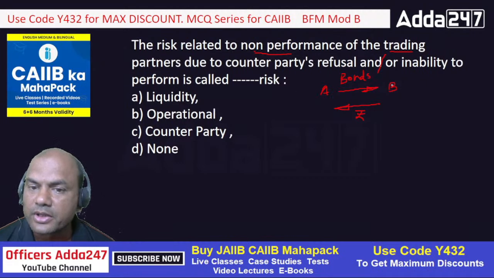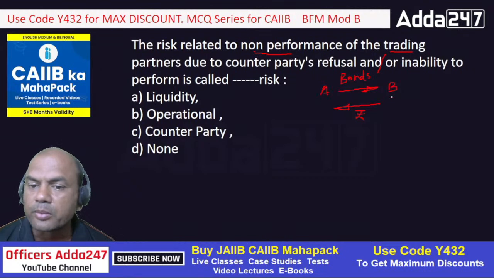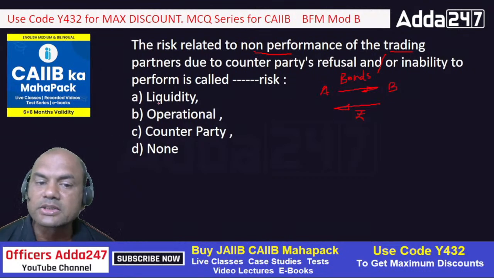Between these two, due to the counterparty's refusal and/or inability. So counterparty means, let's consider this party B is not paying now. So it's not paying the money. What is that called as? Liquidity risk, operational risk, counterparty risk, or none of the above. What can be the answer? Everyone, say this.